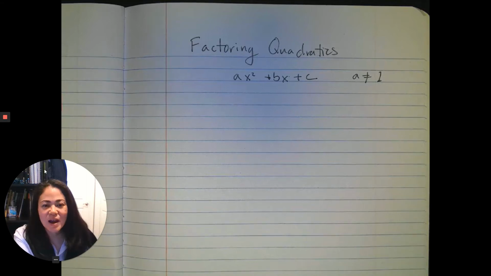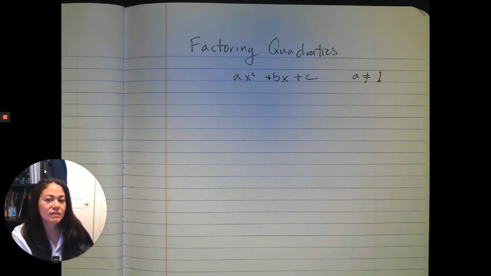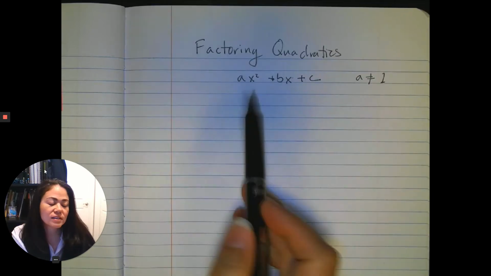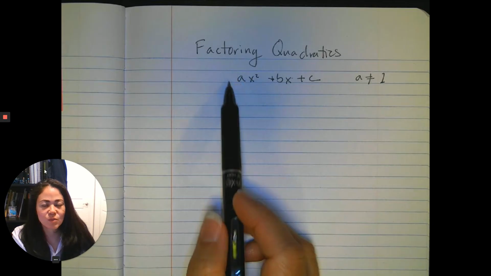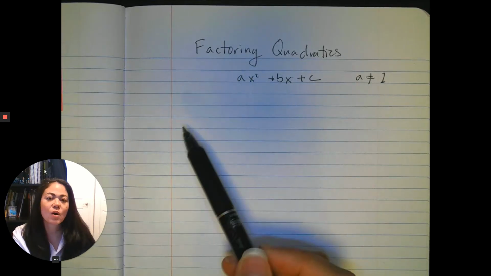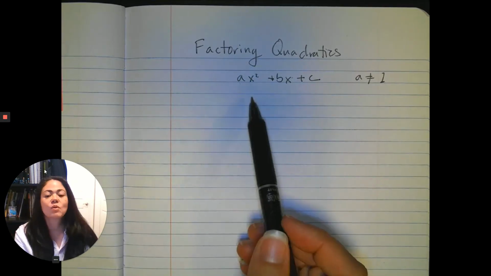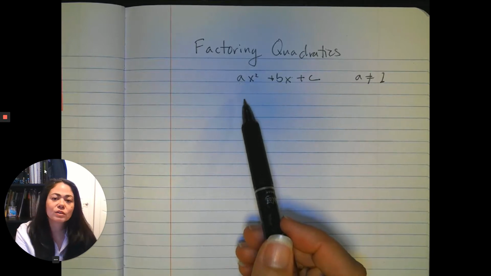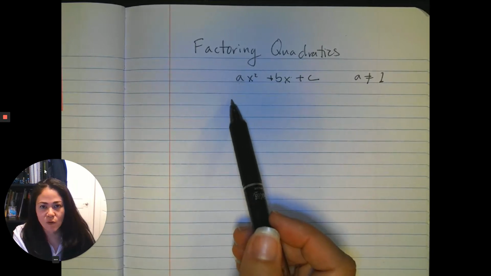Continue talking about how to factor quadratics, but now we are going to look at quadratics where the leading coefficient, in other words, the coefficient in front of x squared, is not 1. Previously, we only looked at the case where a was 1, or we could use one of those special cases like a perfect square or a difference of squares.